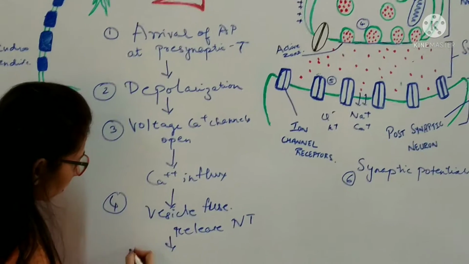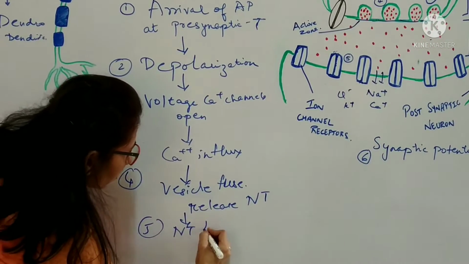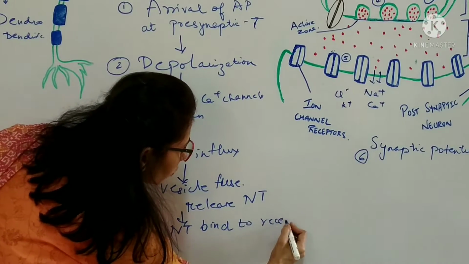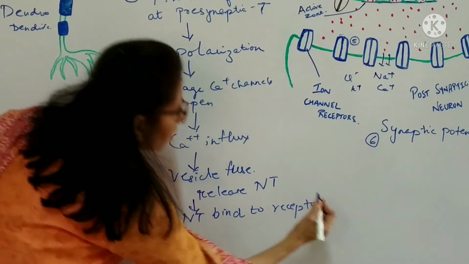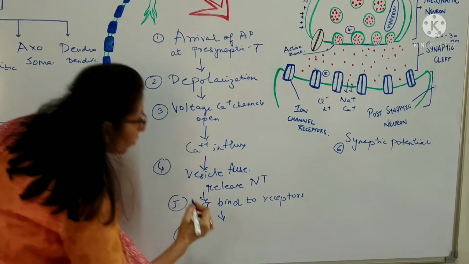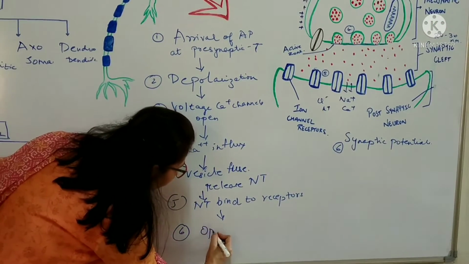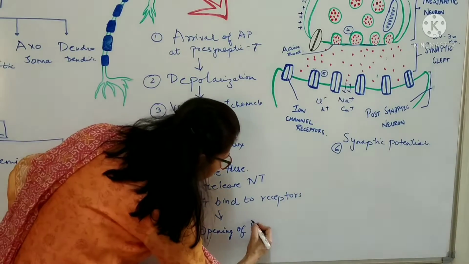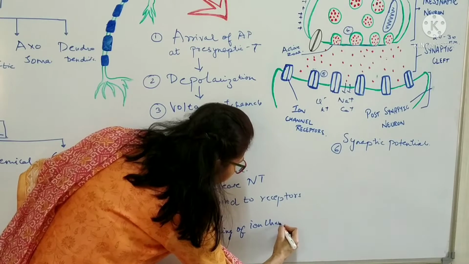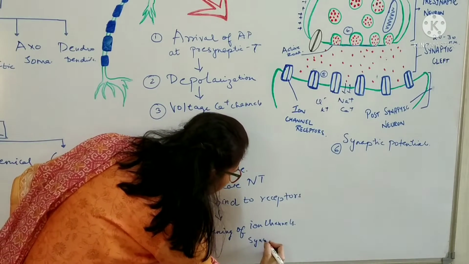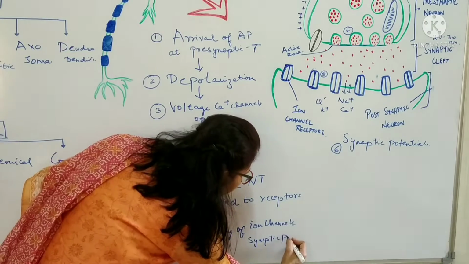Then the fifth point, the neurotransmitters will bind to receptors on the postsynaptic membrane, and lastly, opening of ion channels and generation of synaptic potential. And that will generate a synaptic potential.